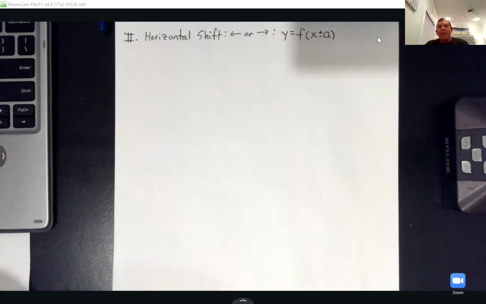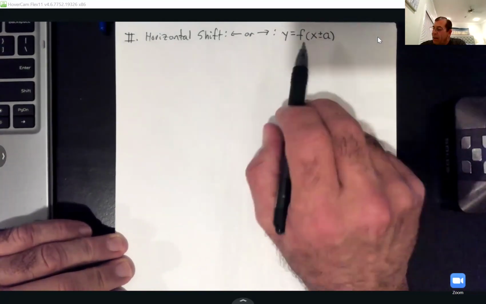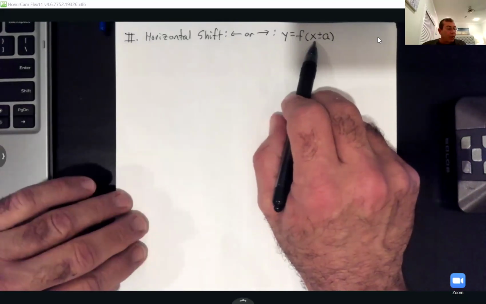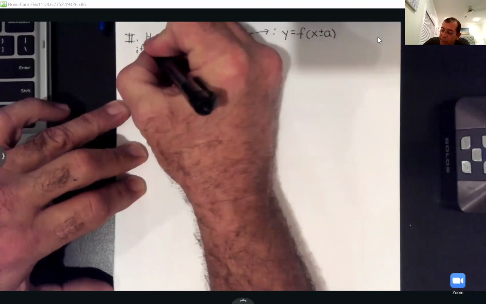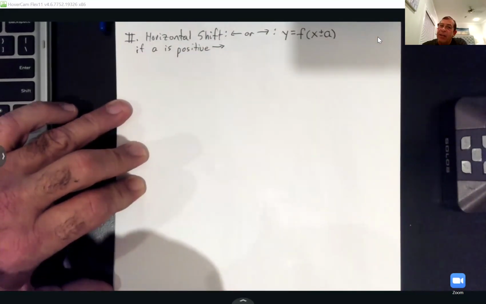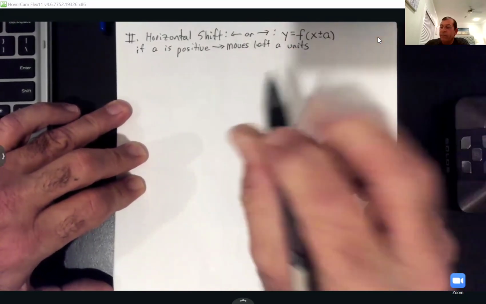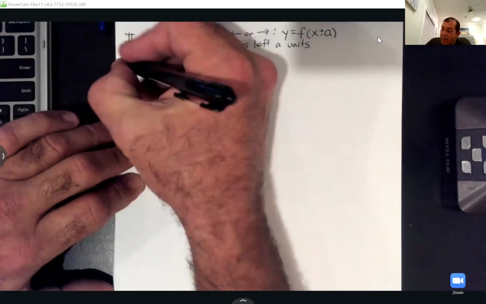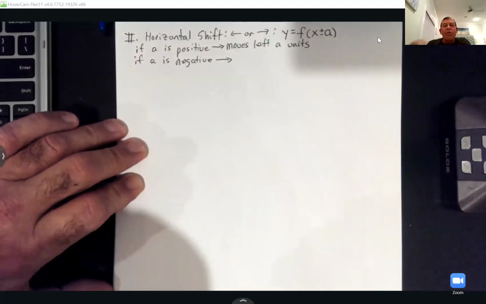Now notice, this is not the same as the vertical. The vertical, I had my function and I added a number at the end. This is changing the x values before they get evaluated by the function. So here's the thing about this one. If this a is positive, it actually moves the graph left. It moves left a units. So if I add to my x before it is evaluated, it moves me left. And then if that a is negative, then it's going to move it right a units.